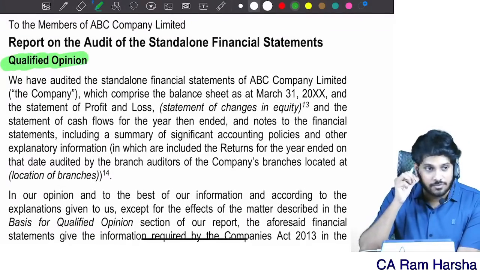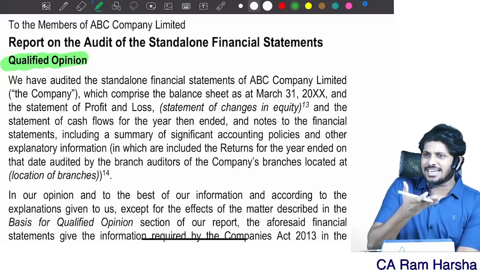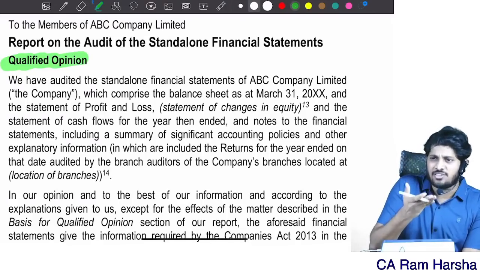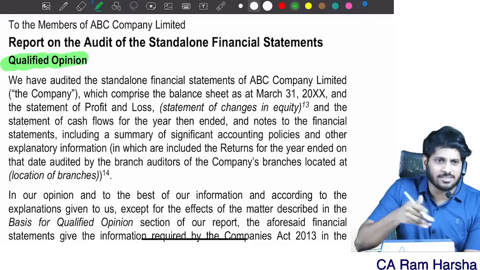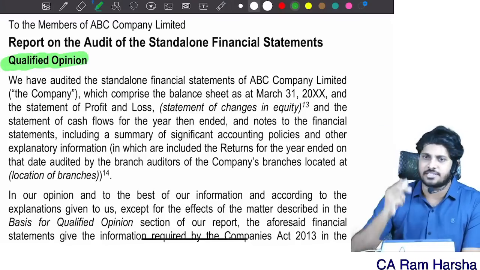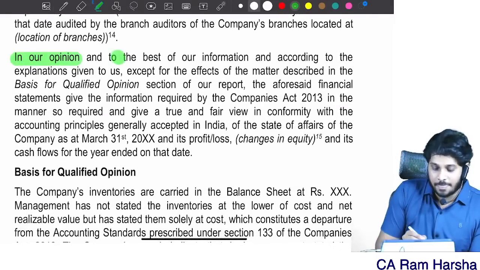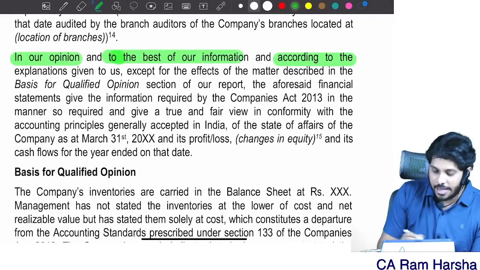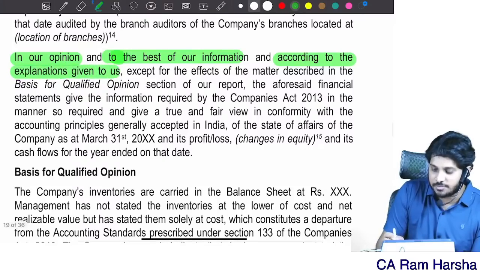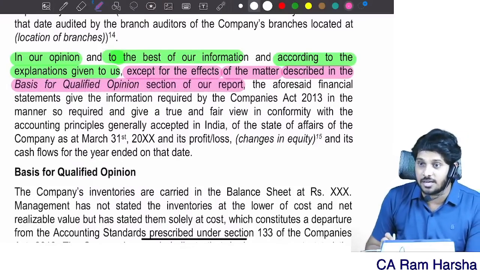Because they are giving a qualified opinion, they are using the side heading "Qualified Opinion". It means as a reader, I need not even read the paragraph to understand that it is a qualified opinion. By looking at the side heading, I can understand whether the auditor qualified something, yes or no. You see here: "In our opinion, to the best of our information, according to the explanation given to us, except for the effect of the matter described in basis for qualified opinion section of our report."